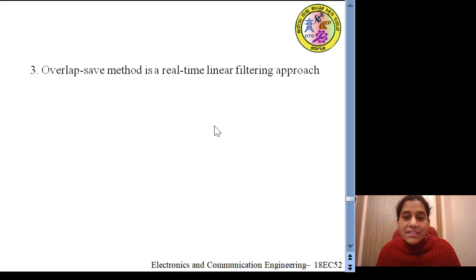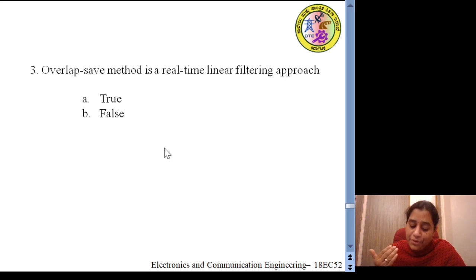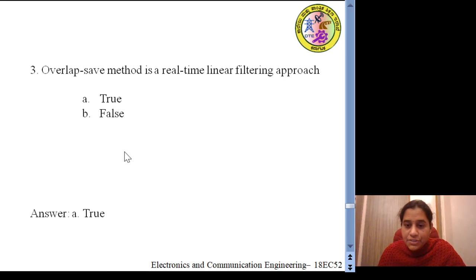The next question to be considered is, overlap save method is a real-time linear filtering approach. Is it true or false? Obviously, we will go for a linear filtering approach in real time, as real-time input signals are very large in length. So we have to divide into blocks and do block convolution. Then we have to overlap the signals and keep some values or discard some values. Obviously our overlap save method is a real-time linear filtering approach. The answer is option A, which is true.